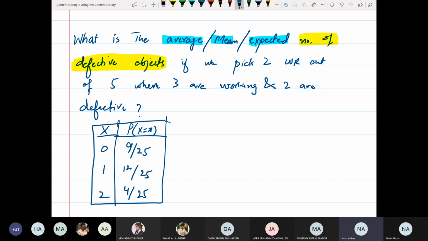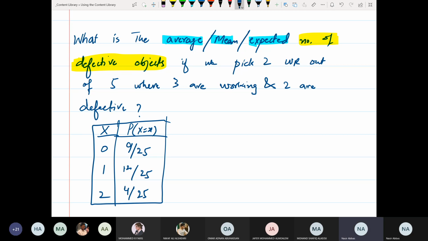Now, from the basic probability concept, you cannot answer this question. What is the average number of defective objects if you pick 2? What is the mean, the expected number of defective objects you will get in your hand when you pick 2? How many defective objects do you expect? It can be 0, it can be 1, it can be 2. What is the mean? We don't know. To find these properties, you need the probability distribution of the random variable.